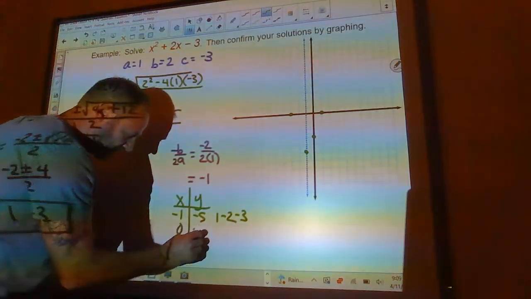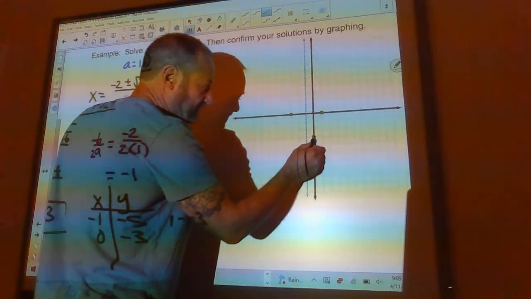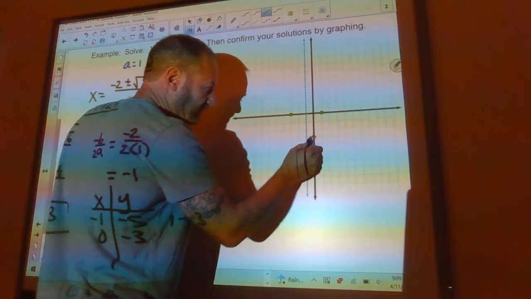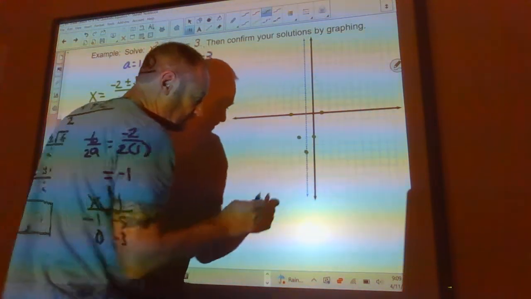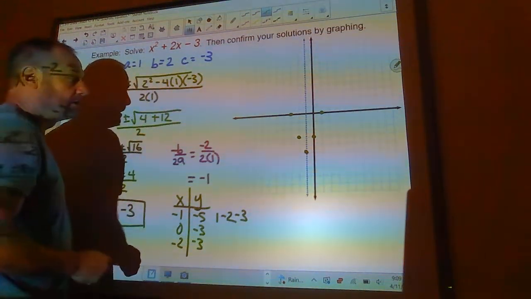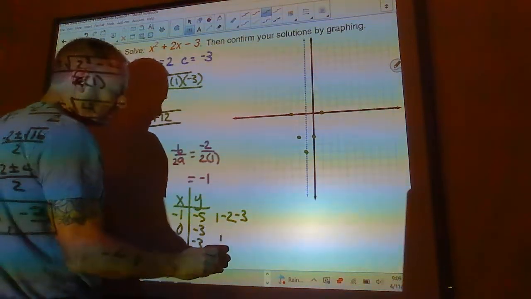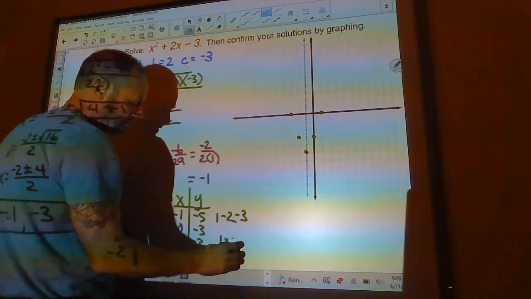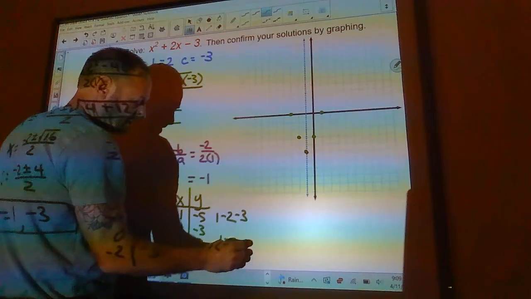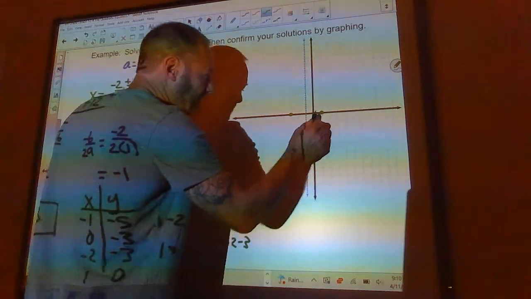Remember that since this is symmetric, not only am I going to get negative 3 at 0, I'm going to get it at negative 2 as well. Now I can plug 1 in here. 1 squared is 1, plus 2, minus 3 comes out to be 0. So 1 gives me 0, just like I wanted.